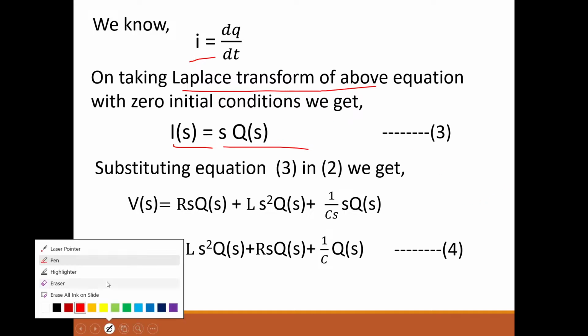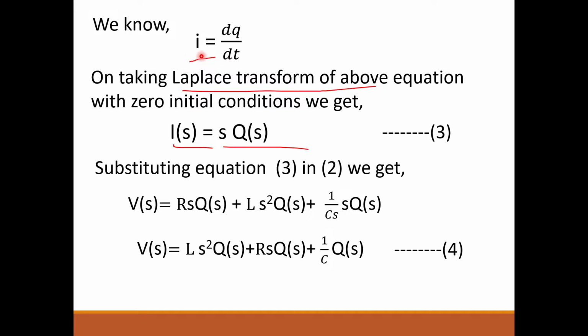It's simple. i is equal to dq by dt. We already know the relation between charge and current. So i equal to dq by dt. Take the Laplace of the above equation. Instead of i, you write I of s. Instead of dq by dt, it is s Q of s. This is our equation 3.